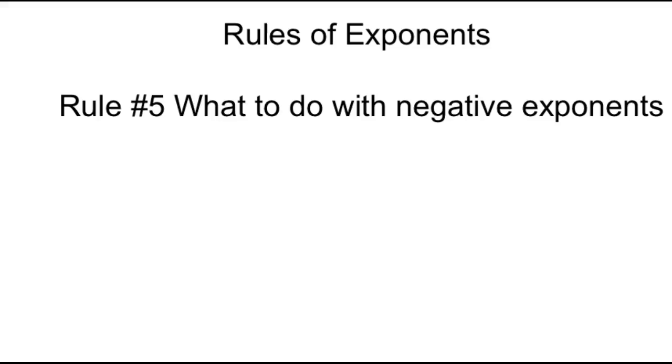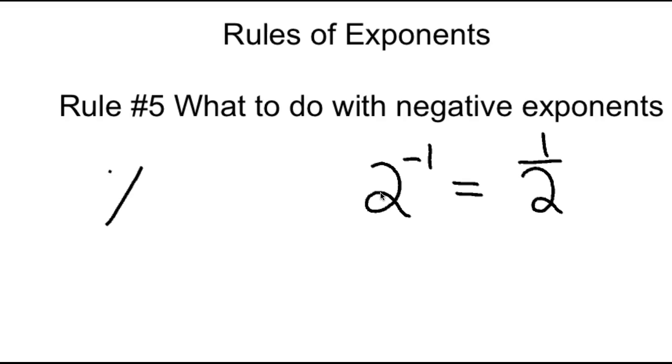Rules of exponents. This is the fifth rule. What do we do with a negative exponent? In other words, if you had, say, 2 to the negative 1 power, what is that? Well, I know it's 1/2. If you had x to the negative 3rd power, that would be 1 over x cubed.